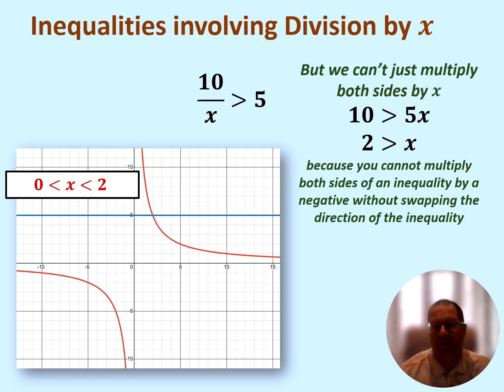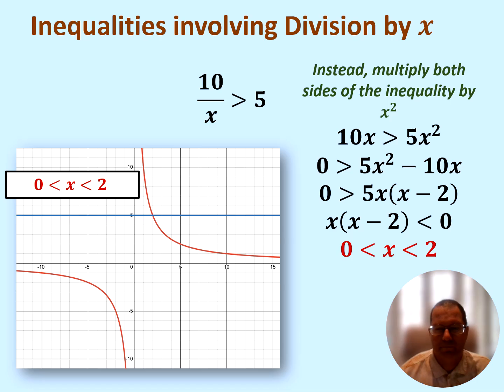And the reason we can't just multiply both sides by x is because we don't know whether x is positive or negative. It could be either. We have to assume it could be either. And you can't multiply both sides of an inequality by a negative without swapping the direction of the inequality. So what we do instead is to multiply by something that we know to be positive, so that we don't have to swap the inequality around.